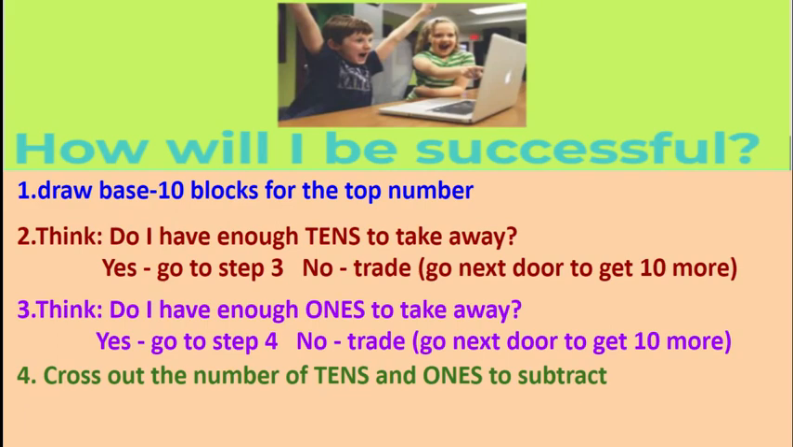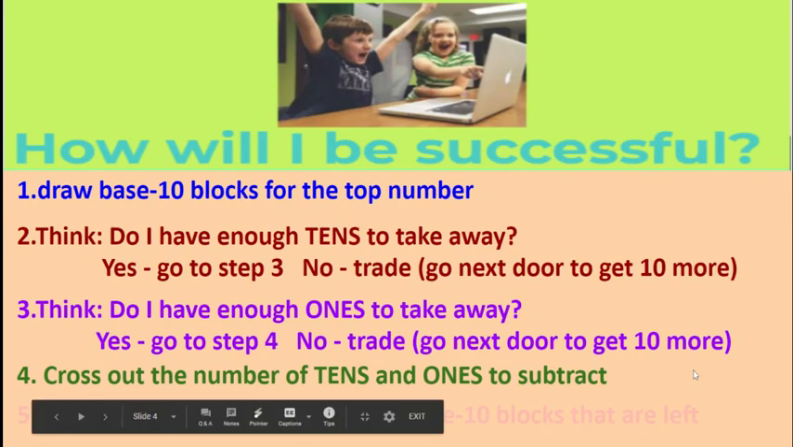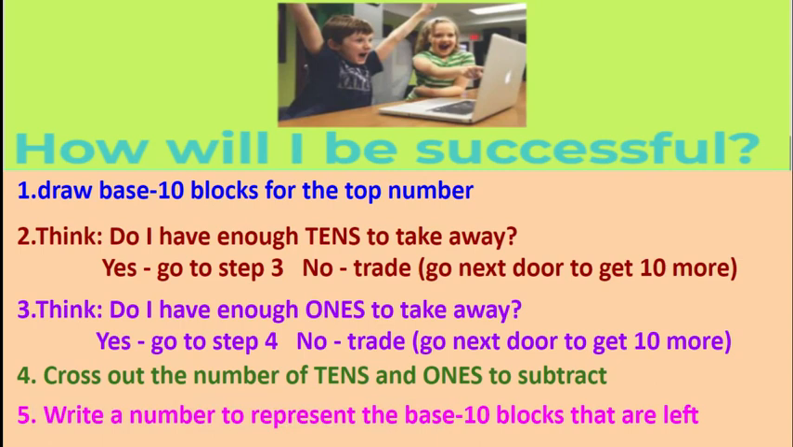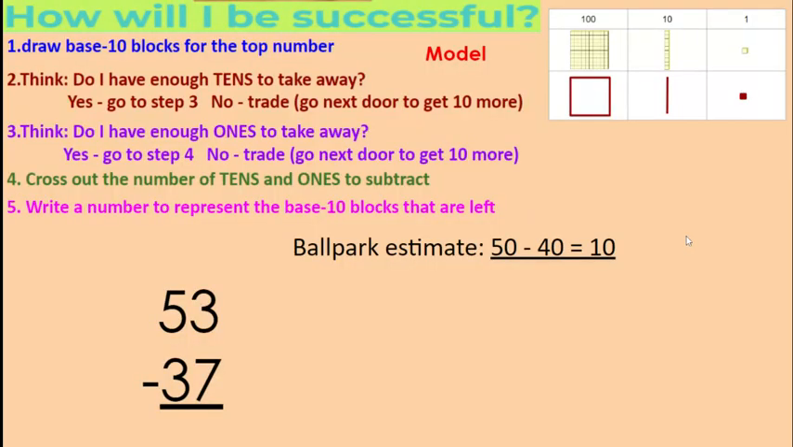You will also cross out the number of 10s and 1s to subtract. And finally, once you have crossed off the 10s and 1s, you are going to write a number to represent the base 10 blocks that are left. Let's see how this is done.